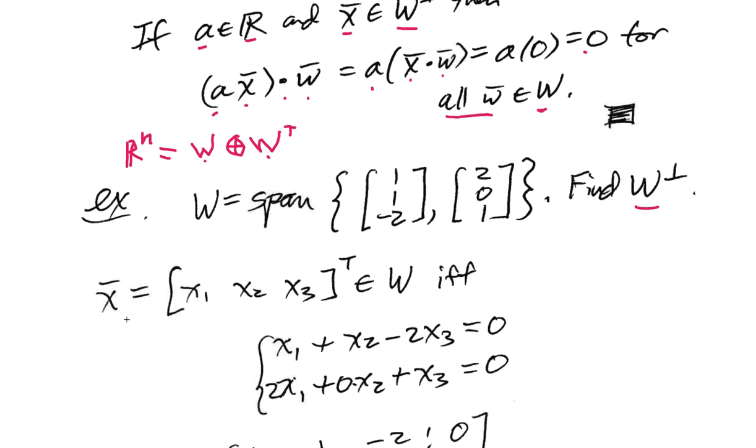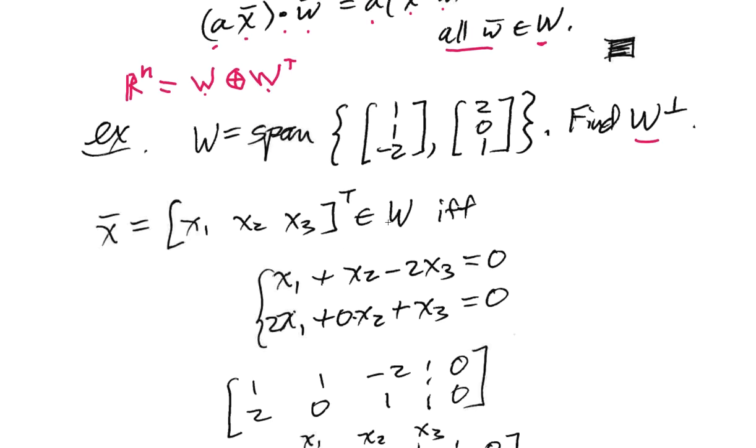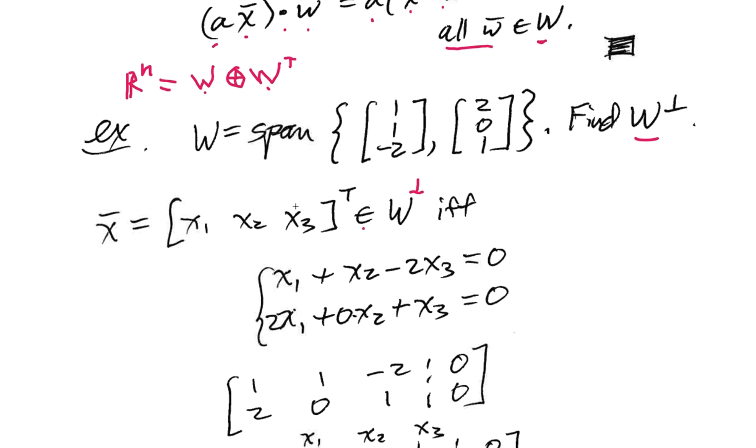Suppose I say x bar is this one, (x1, x2, x3). I just wrote it compactly, running out of room here, so I used the transpose. It's really a column vector. This is going to be an element of W perp if and only if the following holds. Well, remember that this vector dotted with these should both be 0.